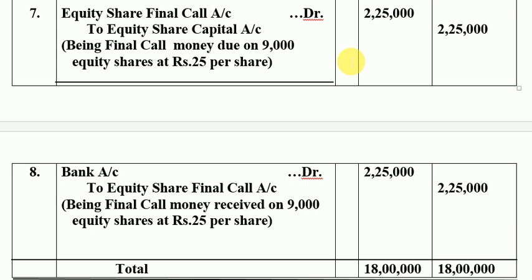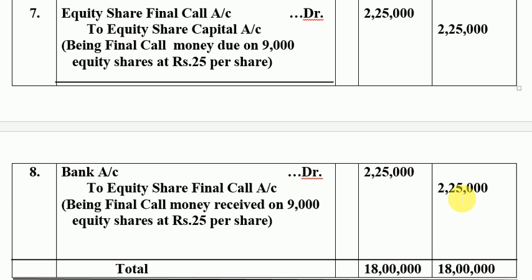And finally, the last entry will be for receiving the second and final call money, number 8, bank account debit to equity share final call account, being final call money received on 9,000 equity shares at rupees 25 per share, debit 2,25,000 and credit 2,25,000.